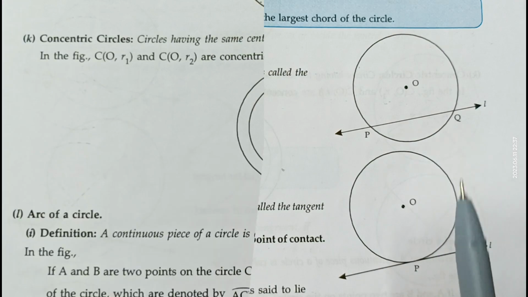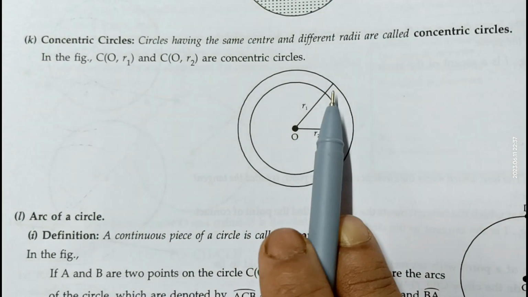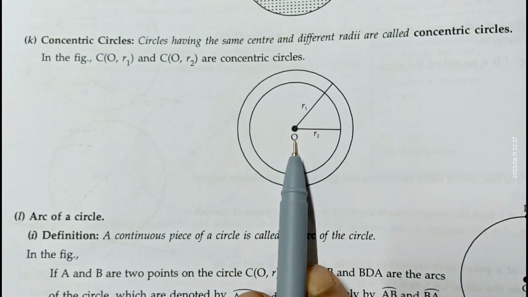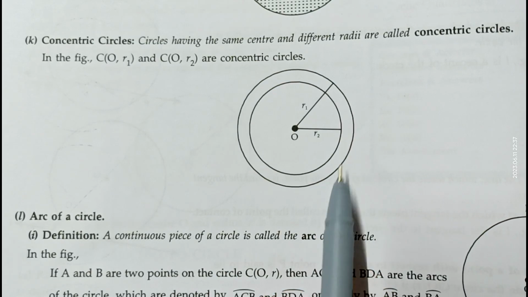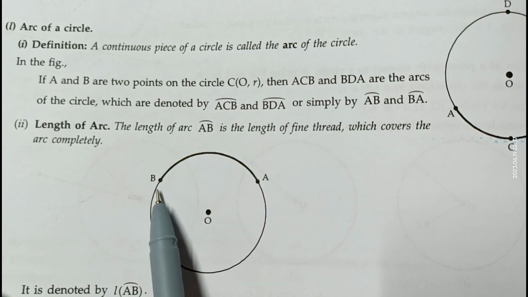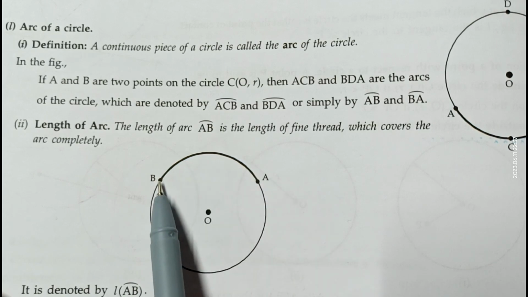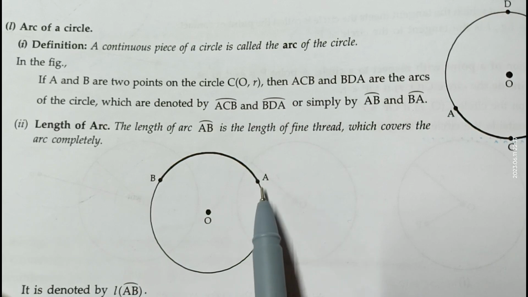If two circles are drawn with the same center but different radii, here this radius and this radius are not the same but their centers are the same, then this type of circles are called concentric circles. In this figure, from the circumference I have taken two points A and B. Then AB is called the arc. Since this is the smaller part, this is called the minor arc, and A to B, if I consider this one, then this is called the major arc.